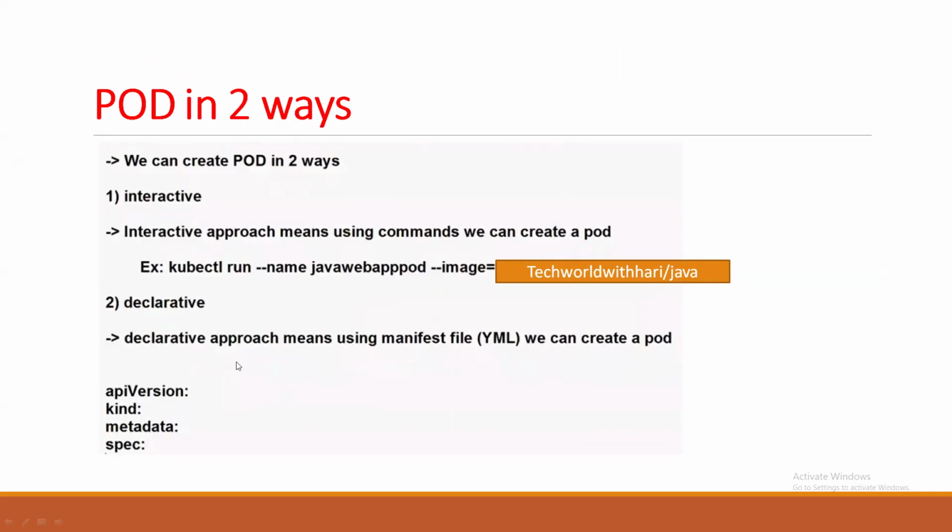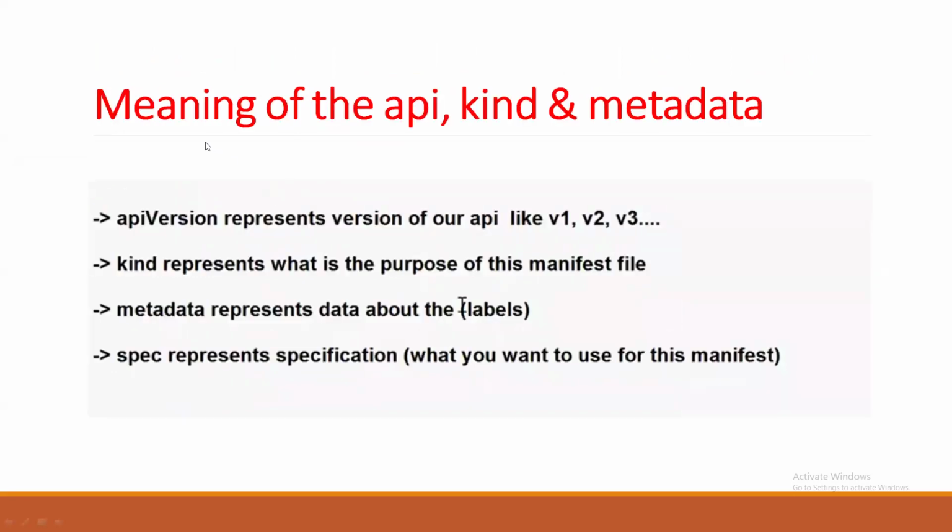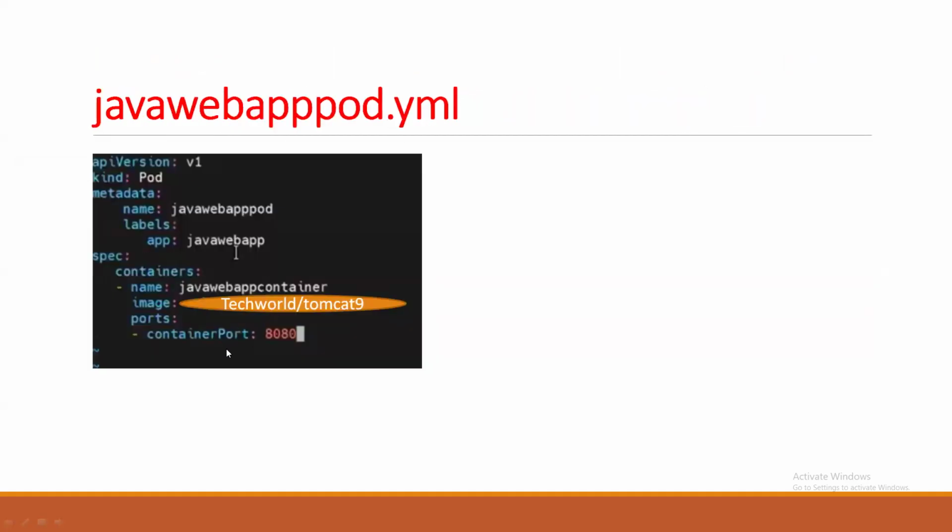How can you create the pods, guys? You can create the pods using YAML files. Ansible also uses YAML files, and that is nothing but a manifest. So you understood the meaning of API version, kind, and metadata. This is just a manifest file for creating the pod.